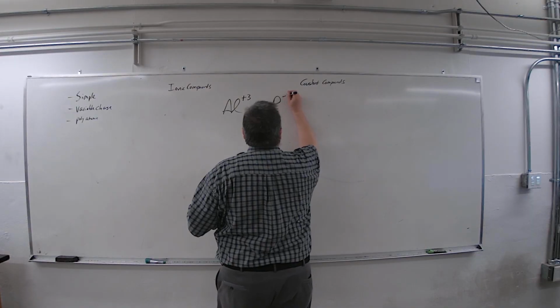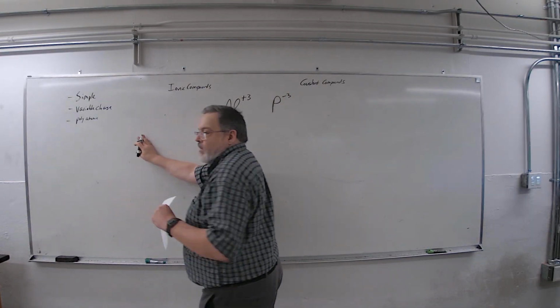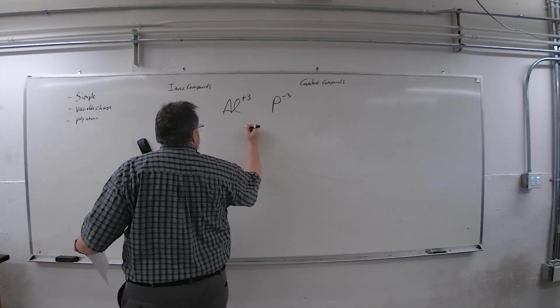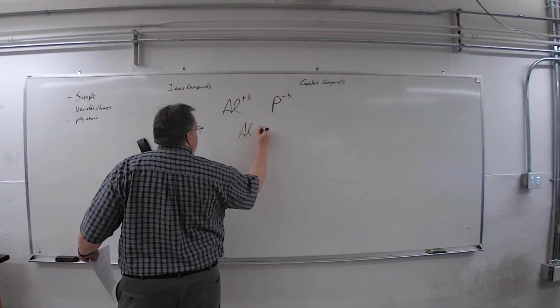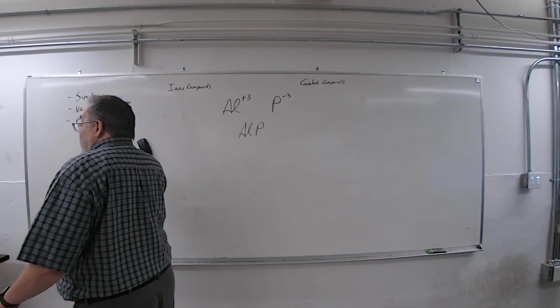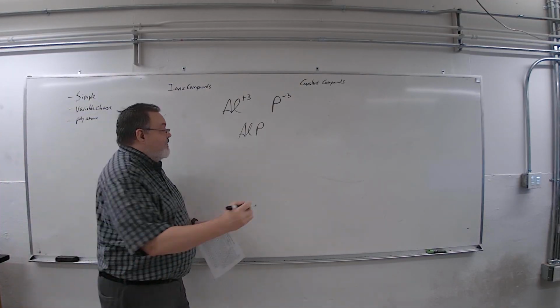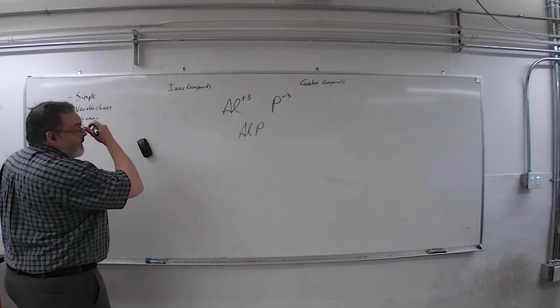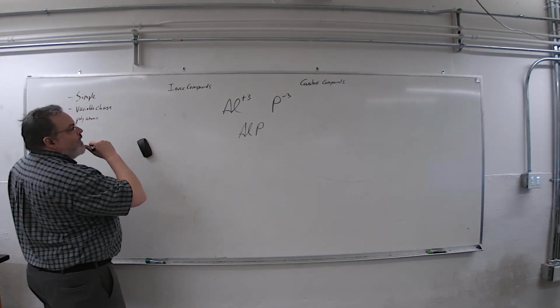What about this one? -3. So how many of each one do I need? Just 1 of each, because they're already balanced. So the formula for this would just be written AlP. And again, I don't know why, but when it's 1 here, we don't write the 1.